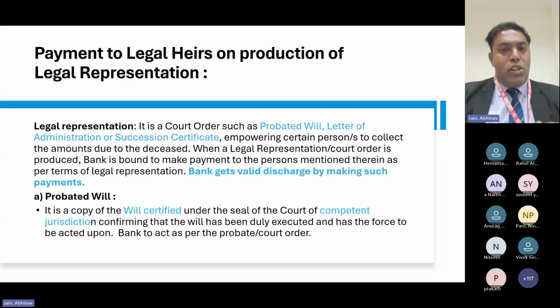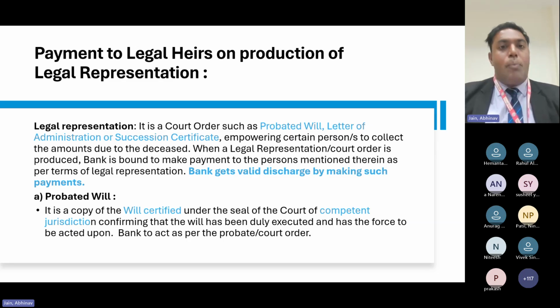First question: which of the following is not a part of court order? So remember, probated will, letter of administration, as well as succession certificate are all part of court order. These are forms of court order. So the bank is supposed to make payment on the representation basis of court order. Now let us understand what these terminologies are. First of all, probated will. It is a court order, but what does it say?